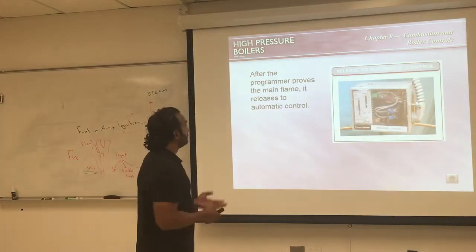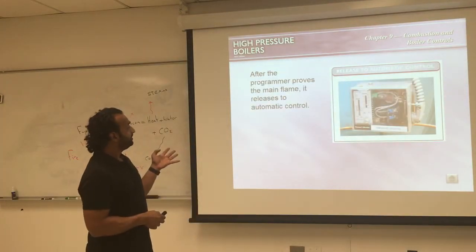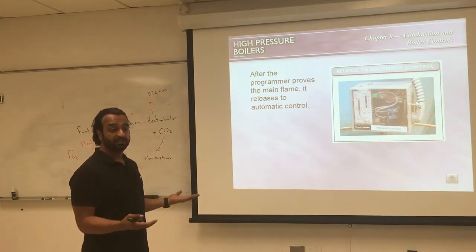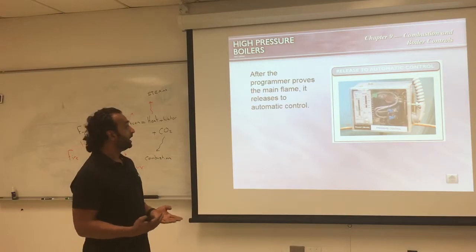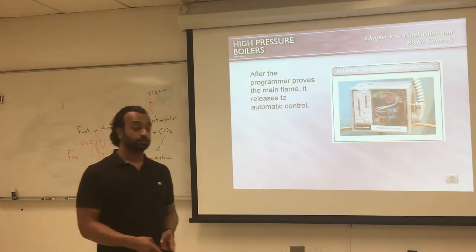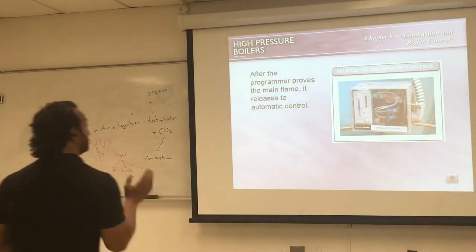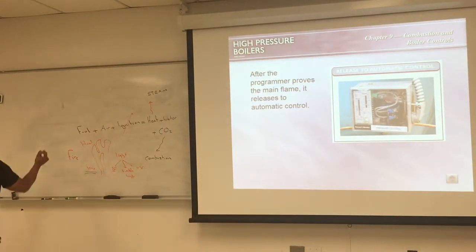So after the programmer proves the pilot, we release the main flame. The main flame will come, and then we go into cruise control. So okay, we have the flame, the main flame is now proven, so we will go on and let the whole thing run in control. So these are the main steps.